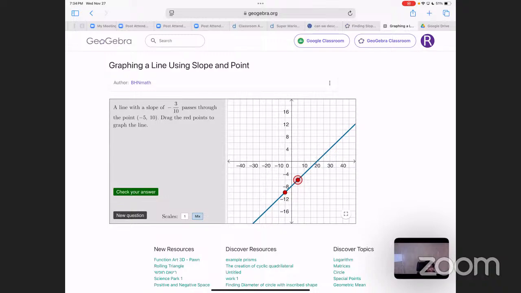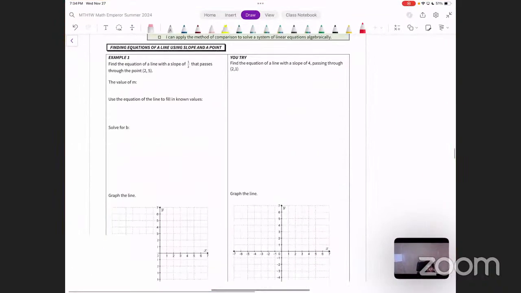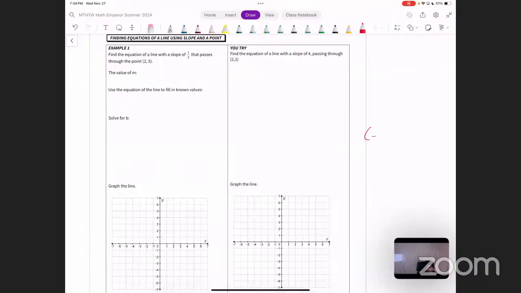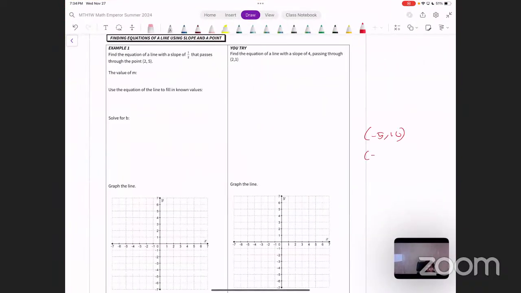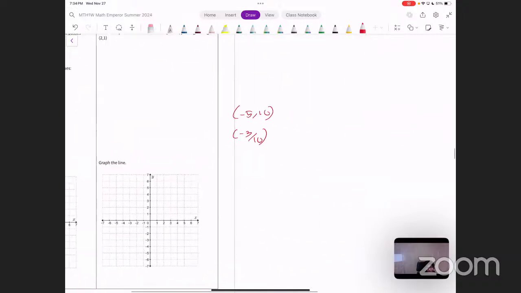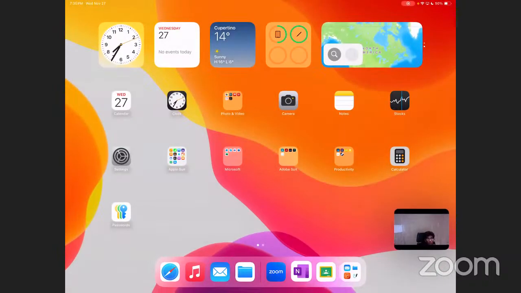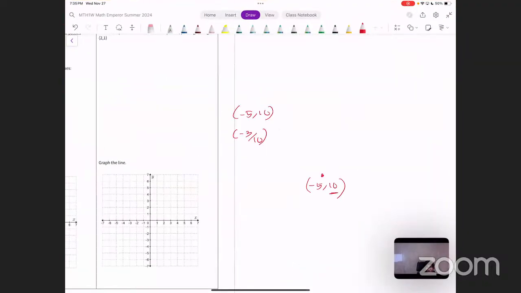So I've got negative 5, 10. I'm going to go back here. My point is negative 5, 10. What is the slope they gave? The slope is negative 3 over 10, isn't it? Negative 3 over 10. So here's what we're going to do. If you have this negative 5, 10, this negative 3 says you're going to come down 3 units. If you come down 3 units, this coordinate will change. Is it negative 5, negative 10 or negative 5, 10? Negative 5, 10.